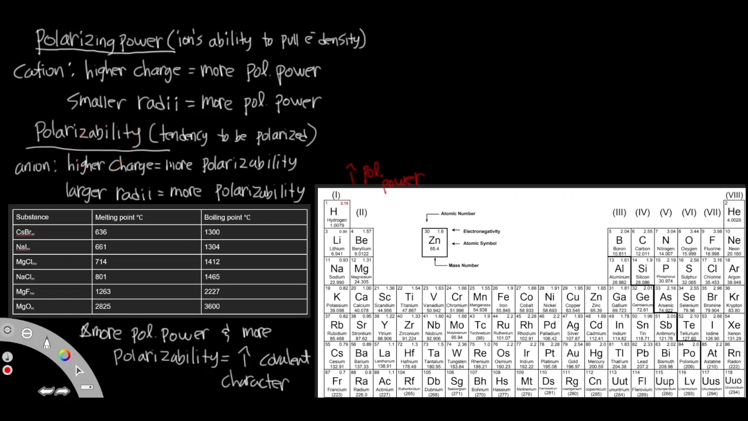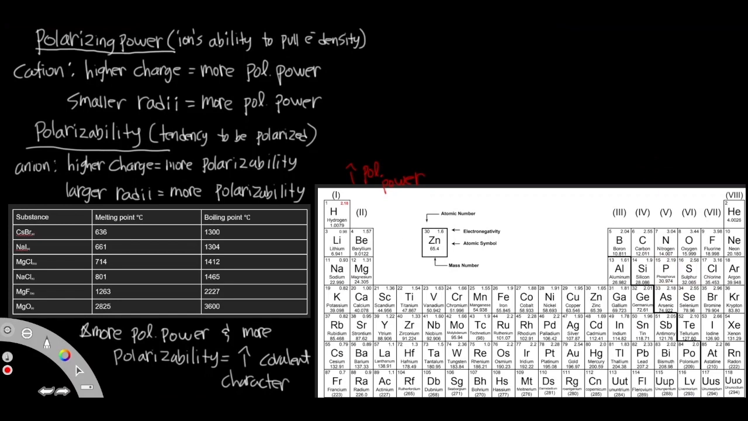Polarizability is going to be a little bit different. The higher the charge, the more polarizability, so more towards the left. But larger radii means more downwards. So something like arsenic here would have more polarizability than, let's say, selenium, because arsenic has a higher charge than the selenium, right? The 3 minus as opposed to the 2 minus. Same thing with the phosphorus or the sulfur. Charge increases that way.